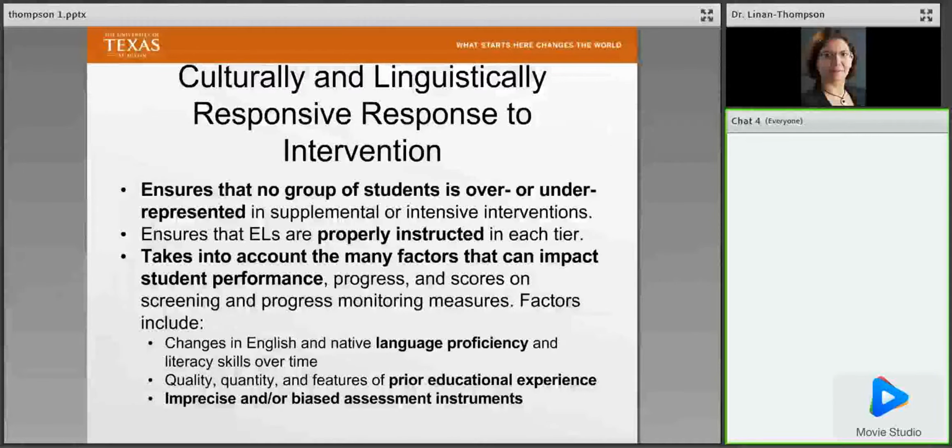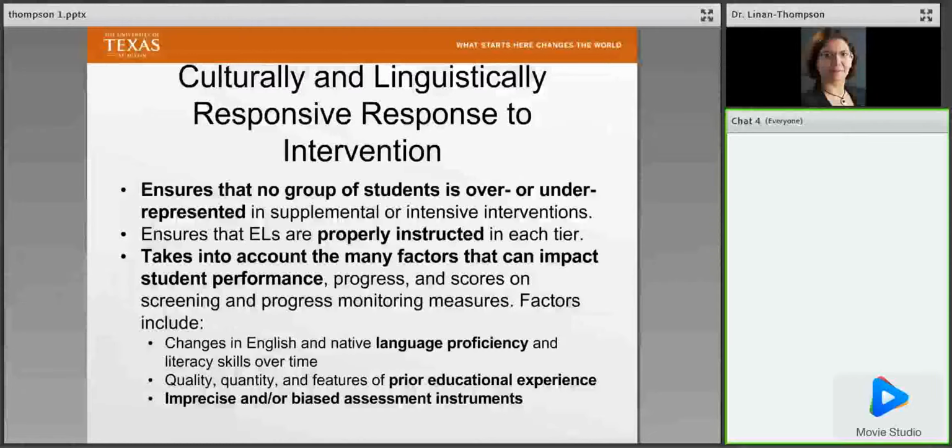And we want to ensure that ELLs are properly instructed in each tier. We'll talk a little bit more of that, but basically we want to make sure that it's appropriate in terms of language, in terms of rigor, in terms of the content that they get.